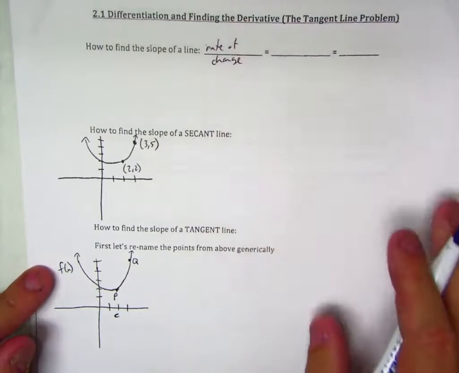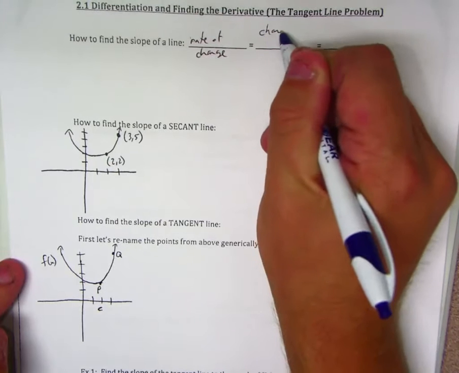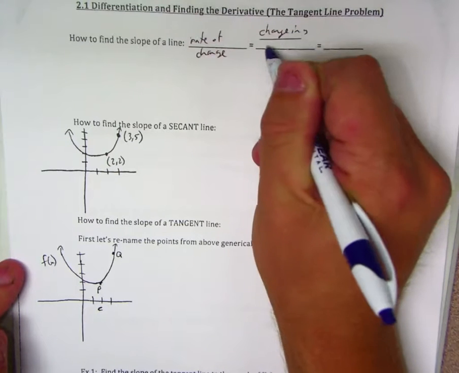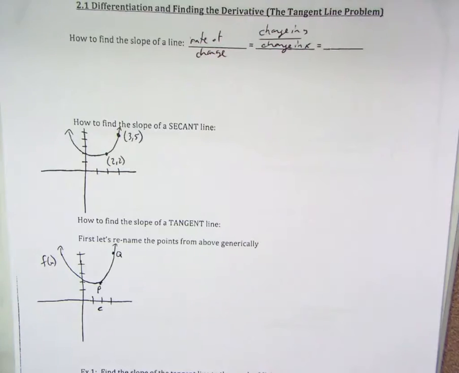So that's nothing groundbreaking. And the way you find rate of change, you find the change in the y over change in x. Because you guys know the slope formula to be y2 minus y1 over x2 minus x1. You're finding change in y over change in x.